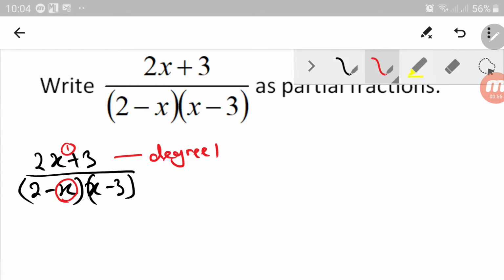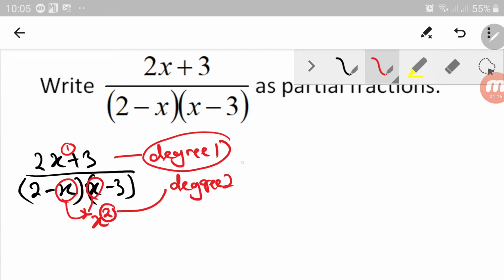So we find the x here and then the x here. This x is power 1, this one also power 1. If we multiply them, we will get x to the power of 2, so the degree is 2. Since the degree of the numerator is less than the denominator, this fraction is proper.